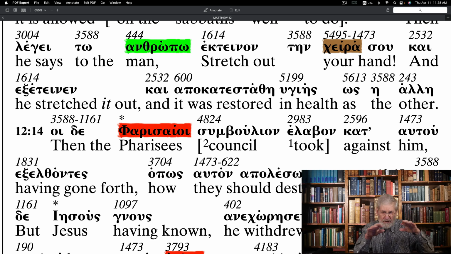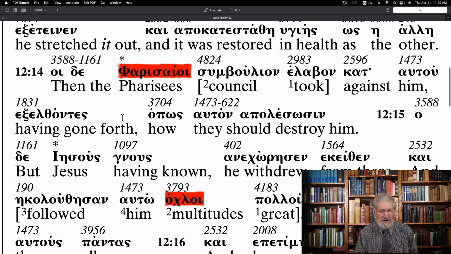Green, and it's an interlinear like this, but it's all Hebrew, which is really great, and I use it a lot. So tools that you have, take advantage of them, I would suggest. Now, in 14 it says, "Ide Pharisei symvulion elavon kat avtu."